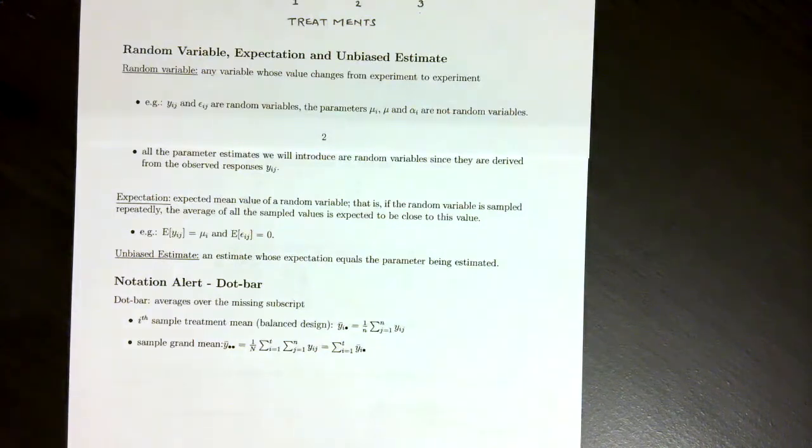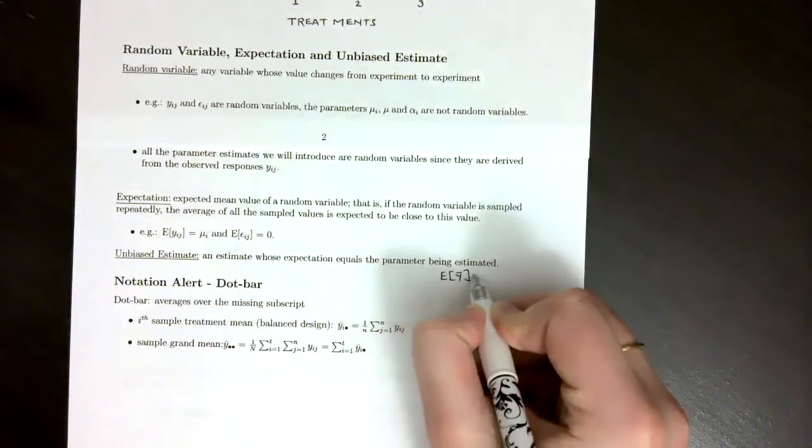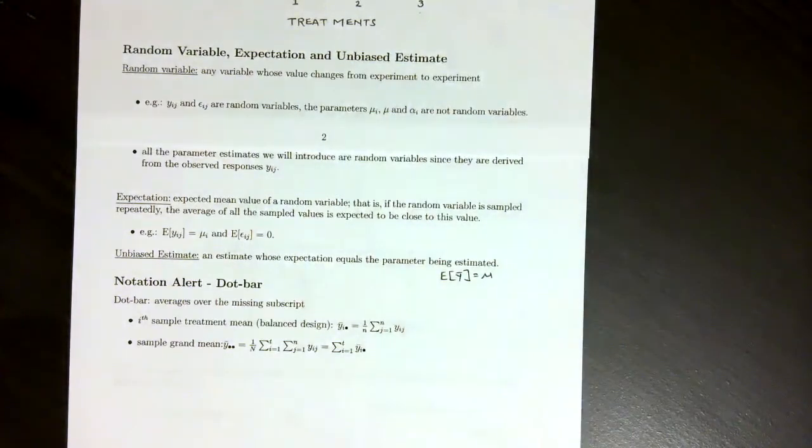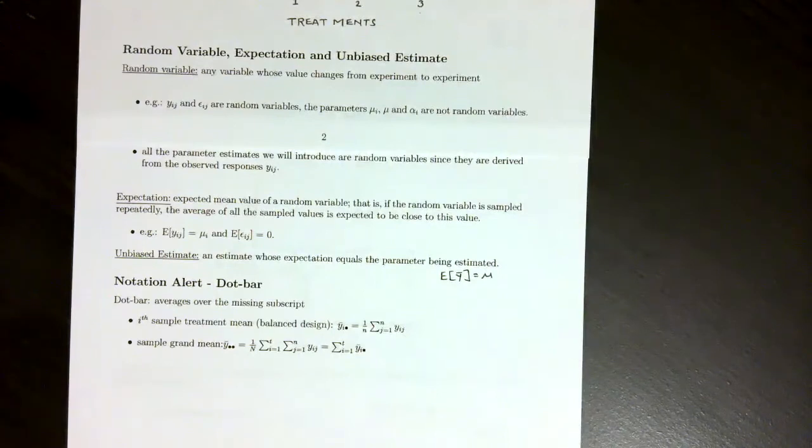Another thing that we'll talk about is unbiased estimators, and it's just an estimate whose expectation is equal to the parameter being estimated. So if you've had any previous stat courses, you may have looked at the expectation of the mean. What I mean here is the expectation of y bar, which is mu. And so y bar is an unbiased estimator of mu. Okay. Do I expect for all this to click right away? Absolutely not. We're going to be continually talking about random variables, expectation, and unbiased estimators throughout this class a little bit.